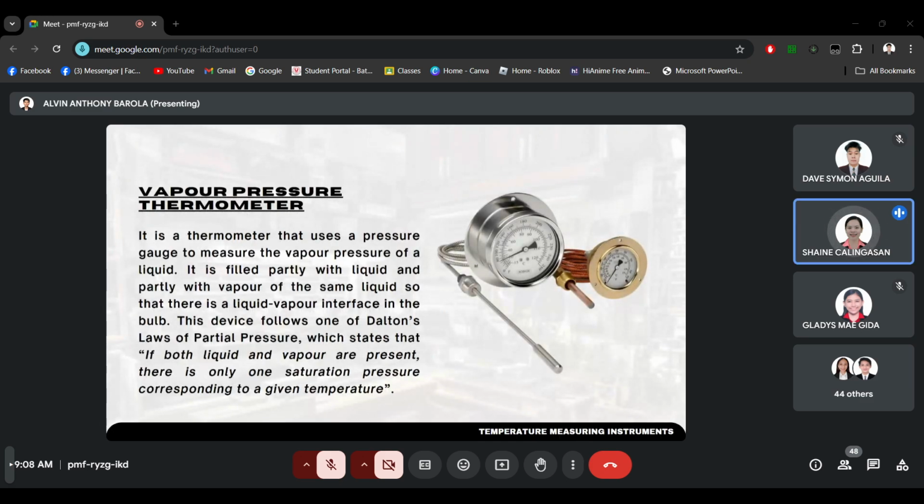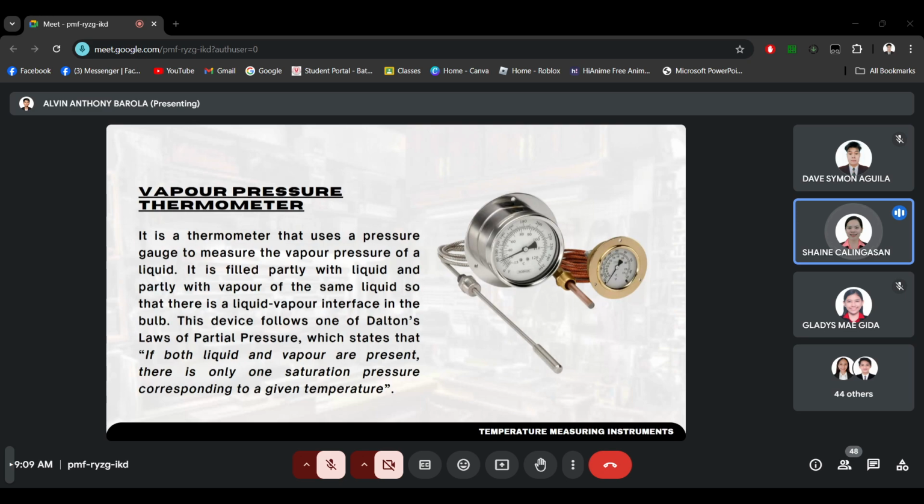The next measurement is the vapor pressure thermometer. It is a thermometer that uses a pressure gauge to measure the vapor pressure of a liquid. It is filled partly with liquid and partly with vapor of the same liquid so that there is a liquid-vapor interface in the bulb. This device follows Dalton's law of partial pressure, which states that if both liquid and vapor are present, there is only one saturation pressure corresponding to a given temperature.